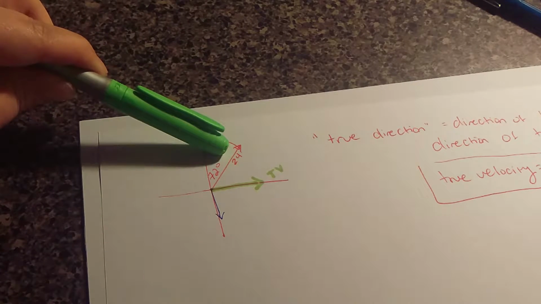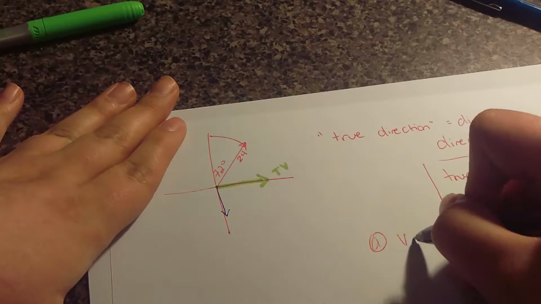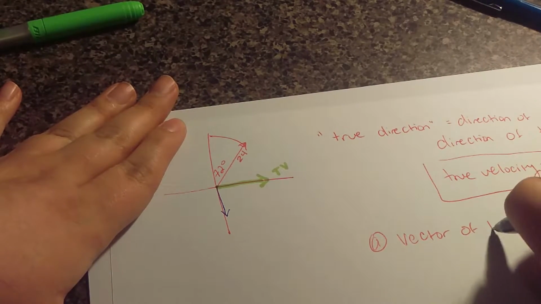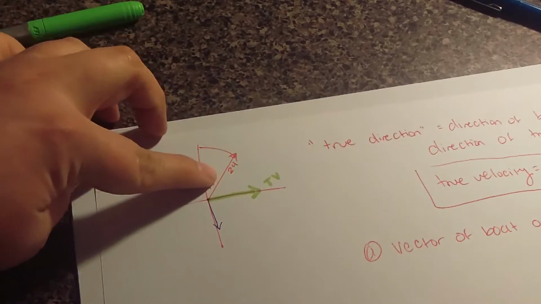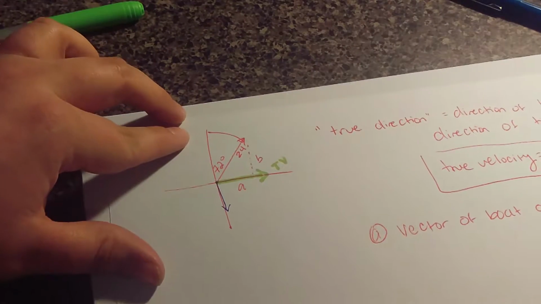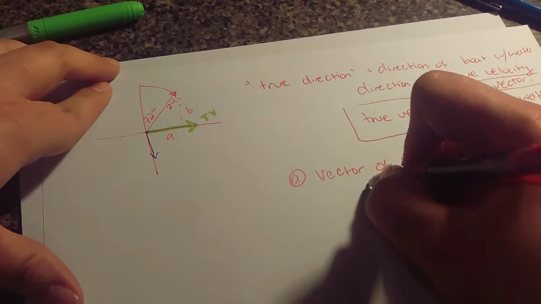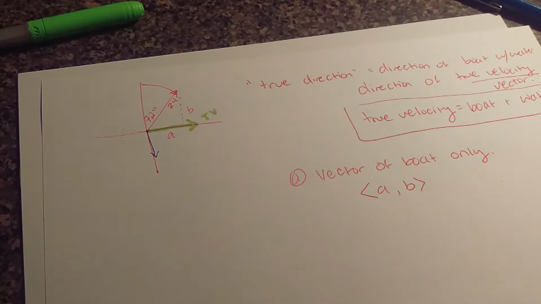That means just the boat in component form. So part A is just looking for the vector of the boat only. You've already got all the information. Again, that just means you need to find A and B the same way you found them in the last problem. So that's going to be A, comma, B. That's our vector. That would be your answer for part A.